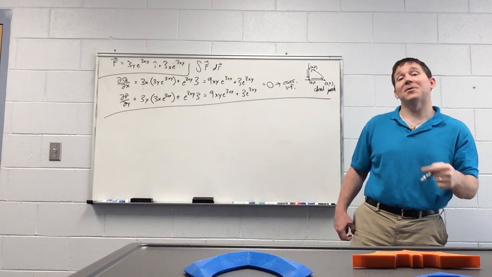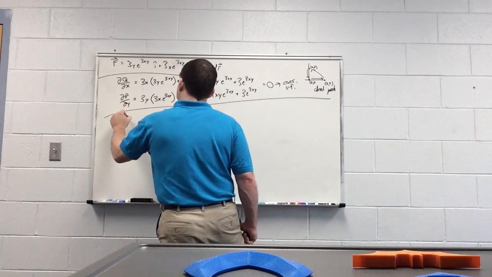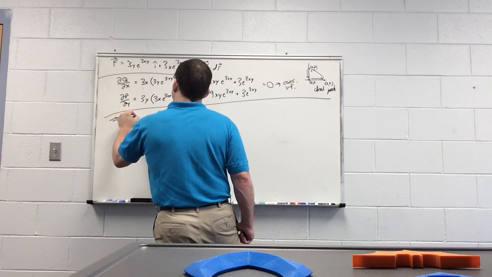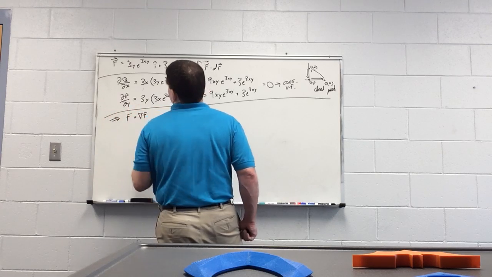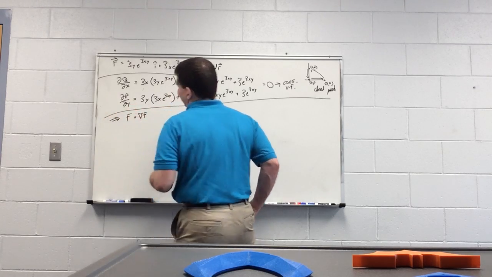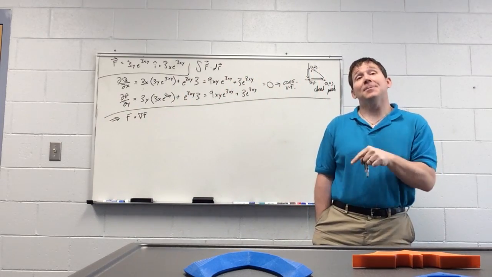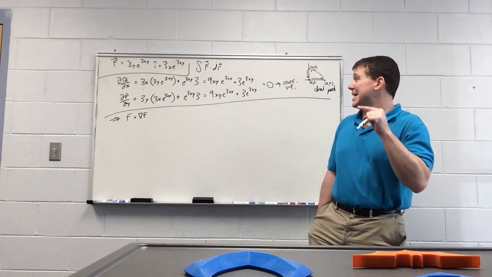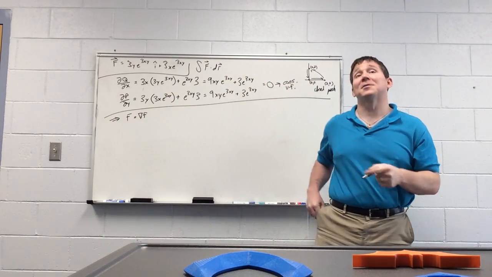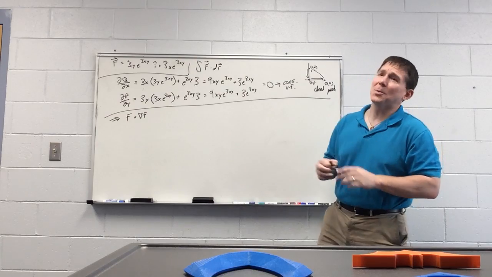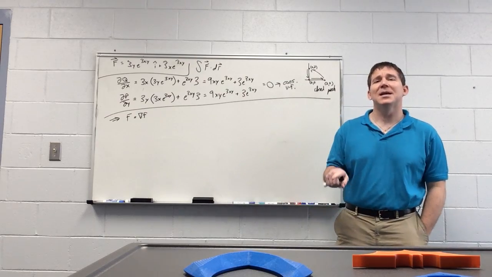Since it's a conservative vector field, it means F is equal to the gradient of some potential function. Essentially, we need to be able to find the potential function that will give me this vector field. And in class, we had gone over different ways to solve these.